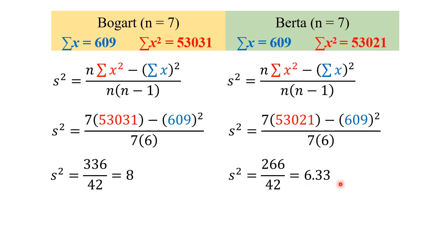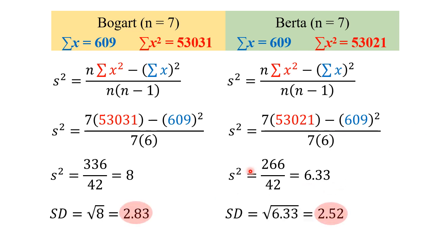So if you take the square root of these values, class, the result is the standard deviation. Here you can see clearly, class, that Bogart's standard deviation of his grades is 2.83, while Berta's standard deviation of her grades is 2.52, which is lower compared to Bogart. Now, we can see here that there is already a difference in terms of their measures of variation. So how are we going to interpret this, class?